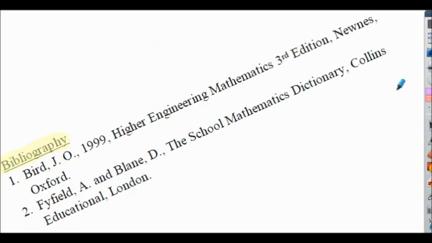So that concludes the presentation related to remainder theorem, which I hope has been of use to you, and thank you for viewing.